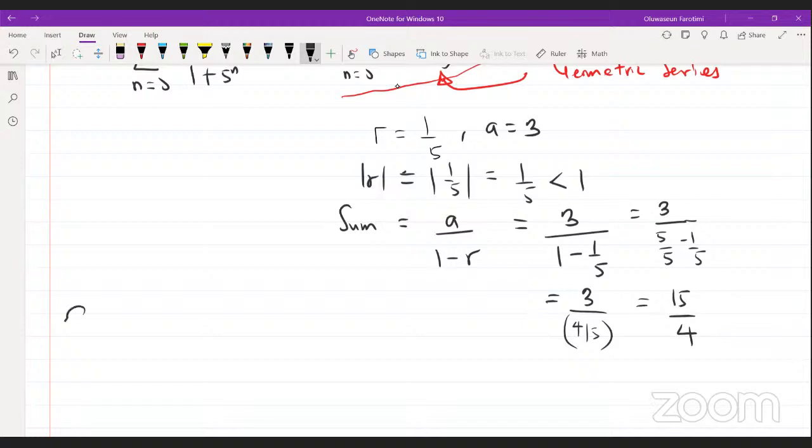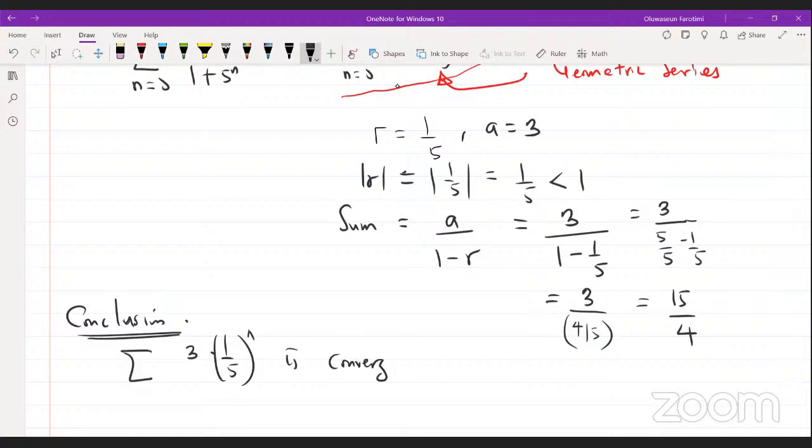What is going to be our conclusion? Okay, so the conclusion is going to be that, of course, I know that this one here is convergent. Of course, this is just a geometric series, a convergent geometric series with sum 15 over 4.